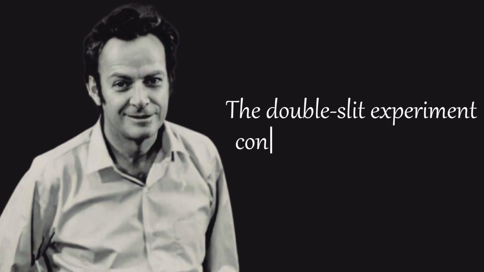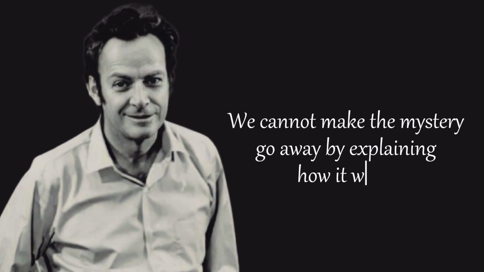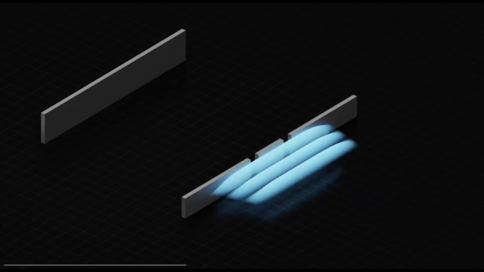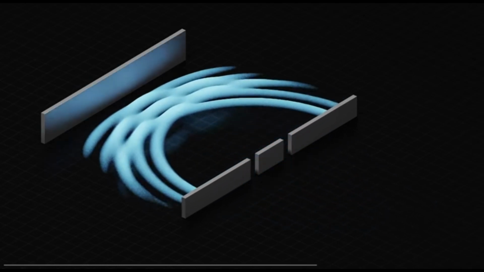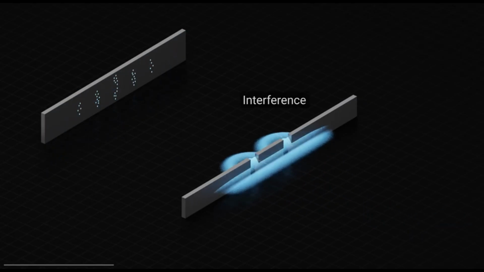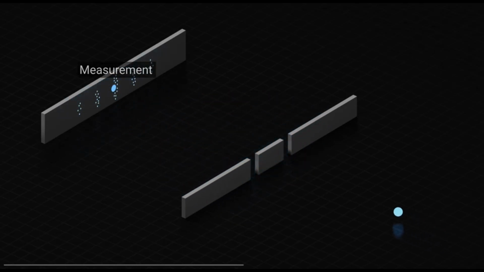As Richard Feynman once said, the double-slit experiment contains the only mystery. We cannot make the mystery go away by explaining how it works, because we do not know how it works. Through two tiny slits, humankind discovered that the universe is not determined but probabilistic, a realm of endless possibilities until someone looks. The double-slit experiment didn't just change physics, it changed how we see reality itself.